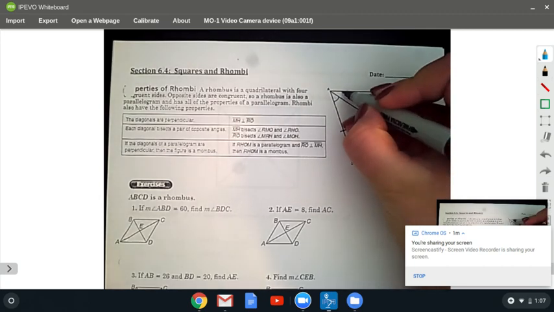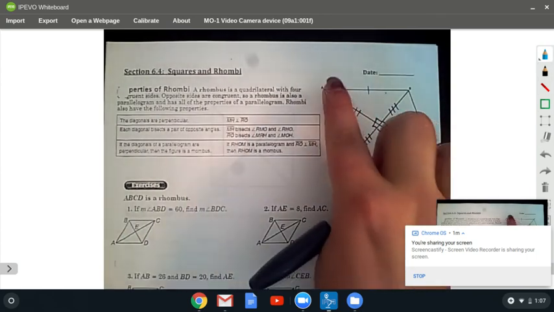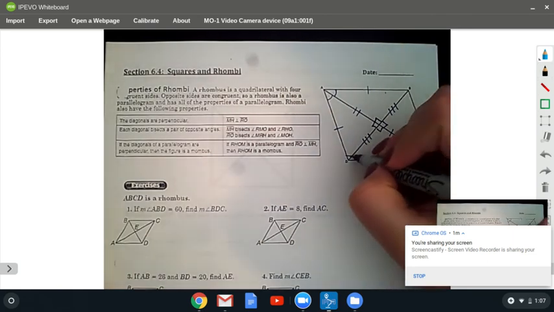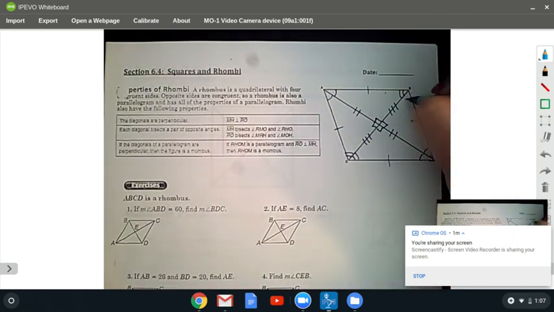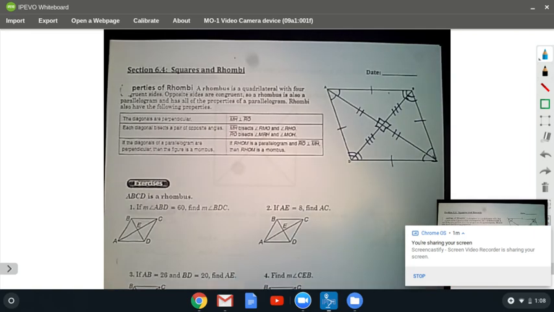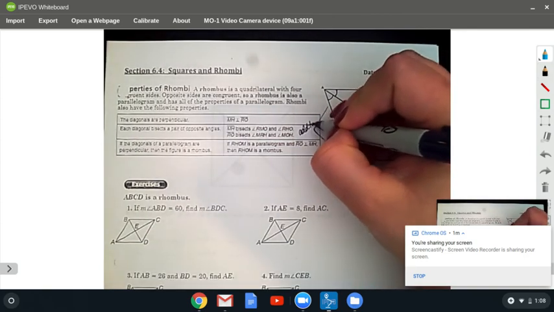So this angle is congruent to that, making these also congruent to that. So the opposite angles are equal along with the little halves of them. Same thing on this side, they're just equal to the ones opposite. So these are different than those. Similarly to a parallelogram, though, these angles should add to 180.